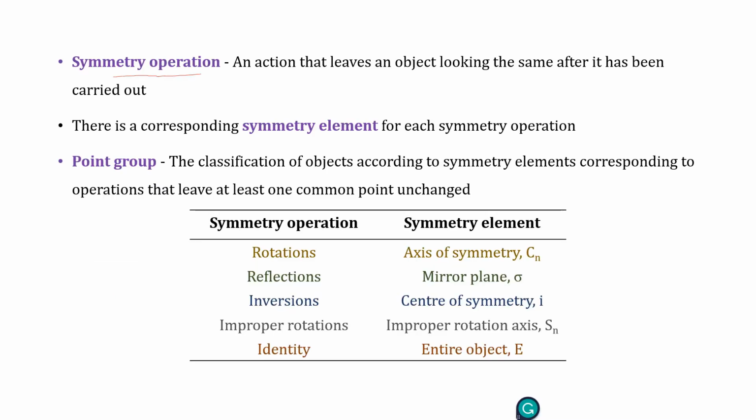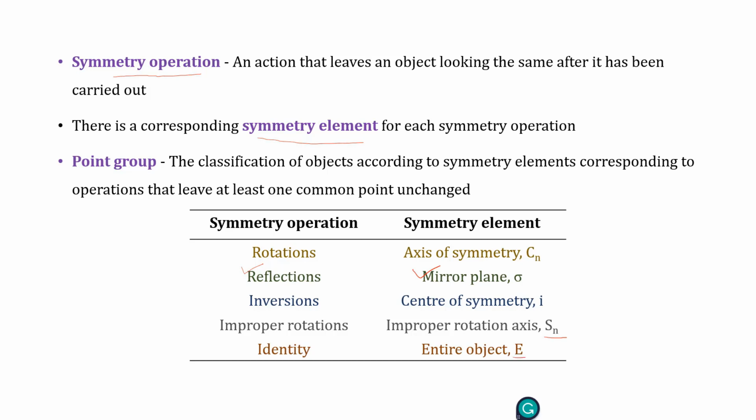A symmetry operation is an action that leaves an object looking the same after it has been carried out. There is a corresponding symmetry element for each symmetry operation, which is given in this table. If the symmetry operation is rotation, then the symmetry element is the axis of symmetry Cn. If it is reflection, the symmetry element is the mirror plane sigma. If it is inversion, it is the center of symmetry I. If it is improper rotation, it is the improper rotation axis Sn. And if it is identity, the symmetry element is E.